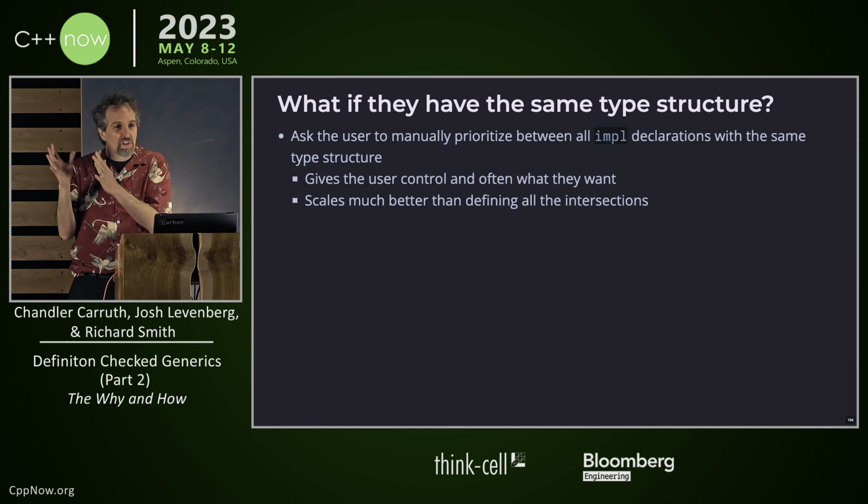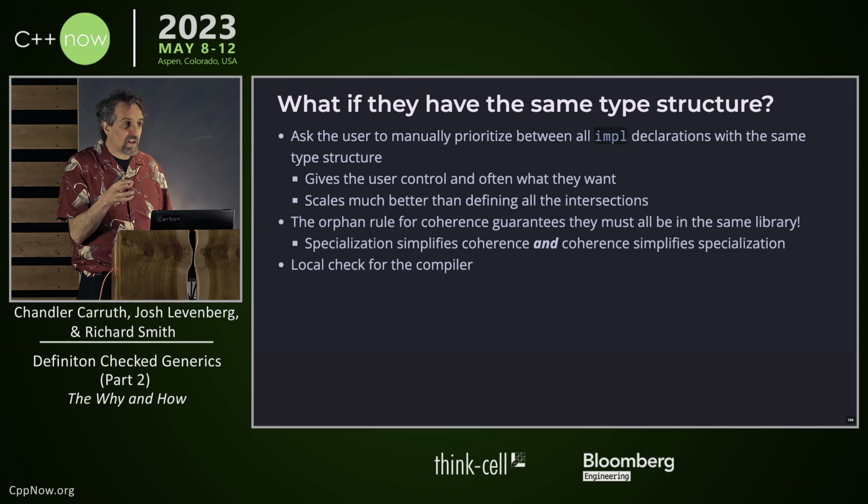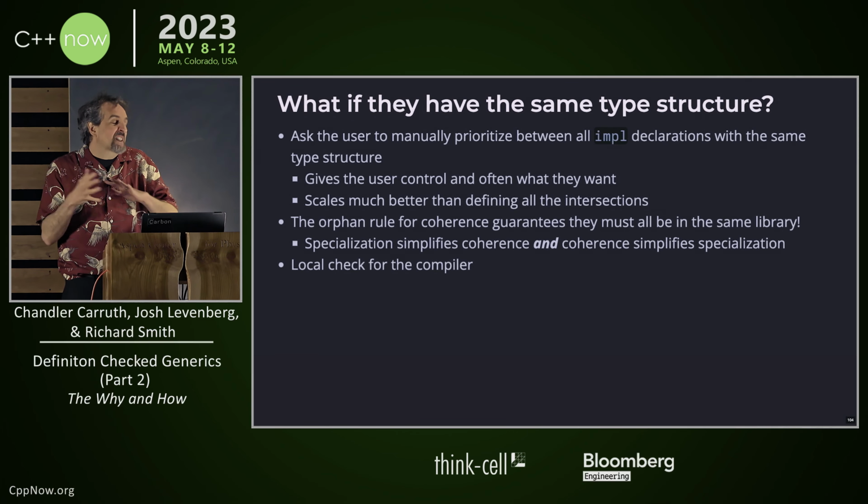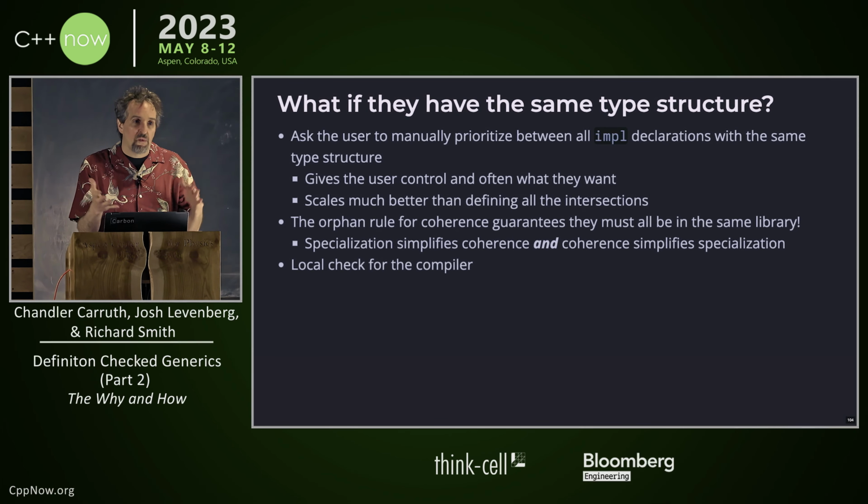So a consequence of the orphan rule that I told you about earlier is that having the same type structure means they have to be in the same library, which makes it much more convenient to manually order them, when you know that they have to be in the same library anyway. So this is a case where not only does specialization simplify coherence, but coherence simplifies specialization as well. These two really work well together.